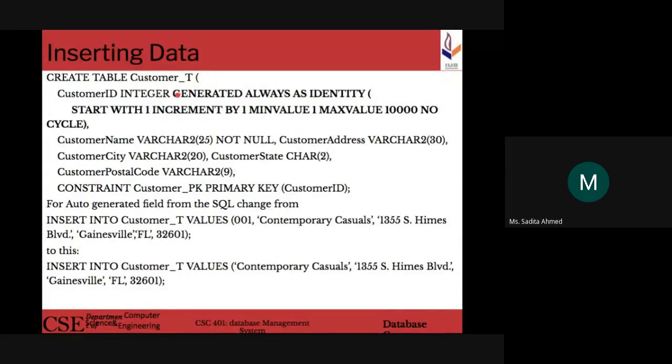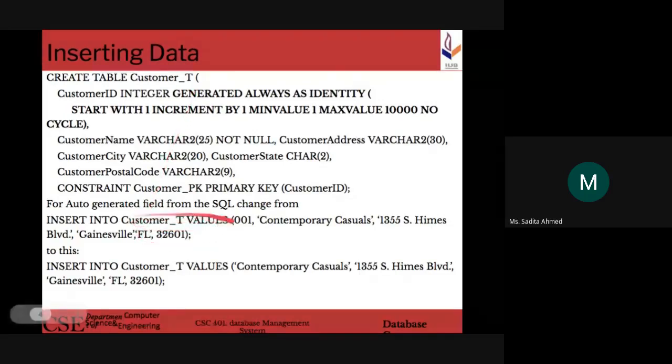Okay. And in that case, remember that our insertion commands into the customer table will change a little bit as well. Because now that we've already defined how the primary key will increment, every single time a new row is inserted into the customer table, the primary key will be inserted automatically by the DBMS. We will not provide the primary key anymore.